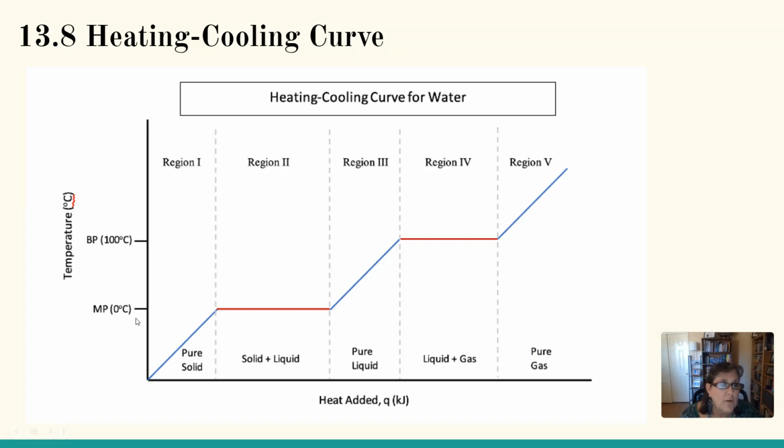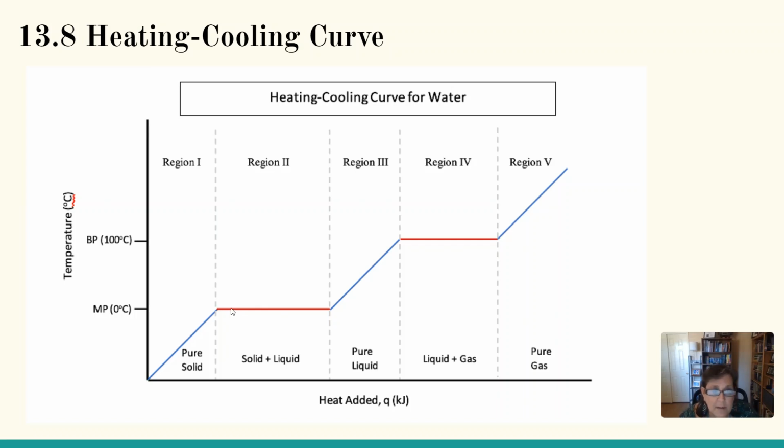That is what is over here on the y-axis, MP, melting point. And for ice, the melting point is 0 degrees Celsius. So now we're at this point between the blue and the red line. At that point, we are switching from region 1 to region 2. Once we start melting, the solid turns into liquid. So we are melting. So we have a solid liquid mixture. It's a mixture of two phases, solid and liquid.